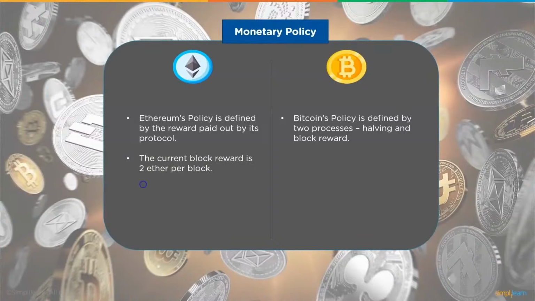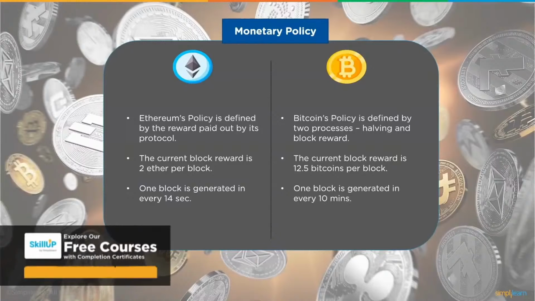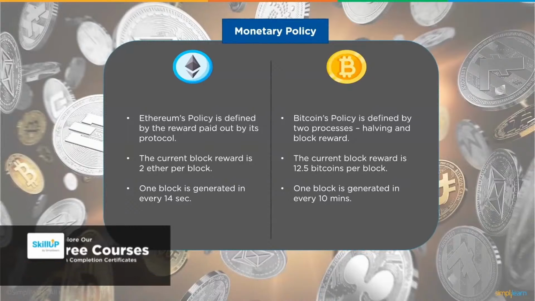The current block reward for Ethereum is 2 Ether per block, and for Bitcoin, the block reward is 12.5 Bitcoins per block. Also, every 14 seconds a block of Ethereum is generated, and one block of Bitcoin takes 10 minutes to generate. Monetary policies are considered to be fixed and non-inflationary. Due to this, over time, mining blocks will become more difficult.